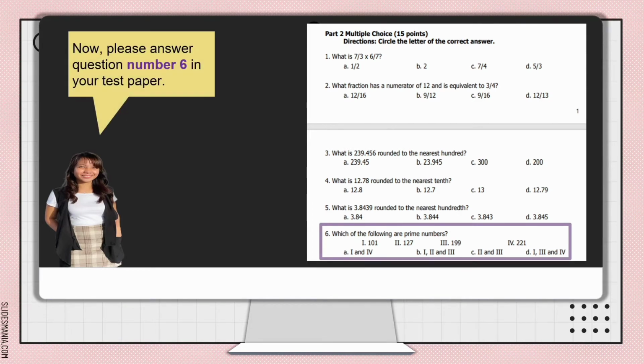Now answer question number 6 in your test paper. Which of the following are prime numbers? Again, you can just replay this part of the video, especially the part where I showed you the list of the prime numbers. Please don't forget to encircle the letter of the correct answer.